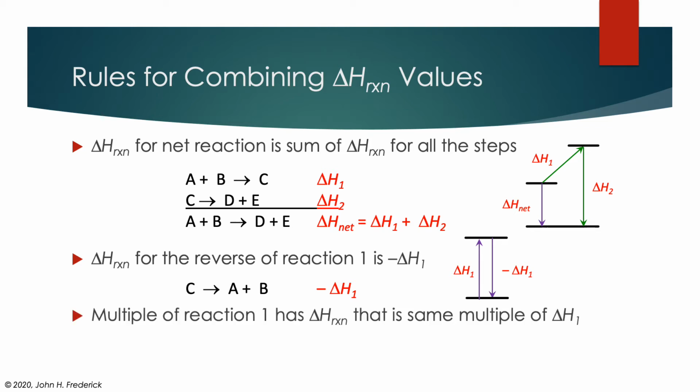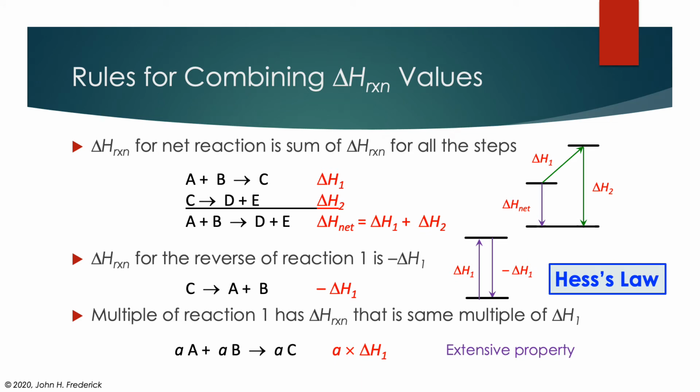The final rule is that if we have a reaction, say reaction 1, A plus B goes to C, and we multiply it by some number, the delta H for that multiplied reaction is just going to be the same multiple of delta H1. So for example, if we have little a times A plus little a times B going to little a times C, the overall enthalpy change will just be that same constant, little a, times the enthalpy change delta H1. This is just a vestige of the fact that enthalpy is an extensive property, so when we magnify the amount that we're taking through a reaction, it's going to multiply the delta H.